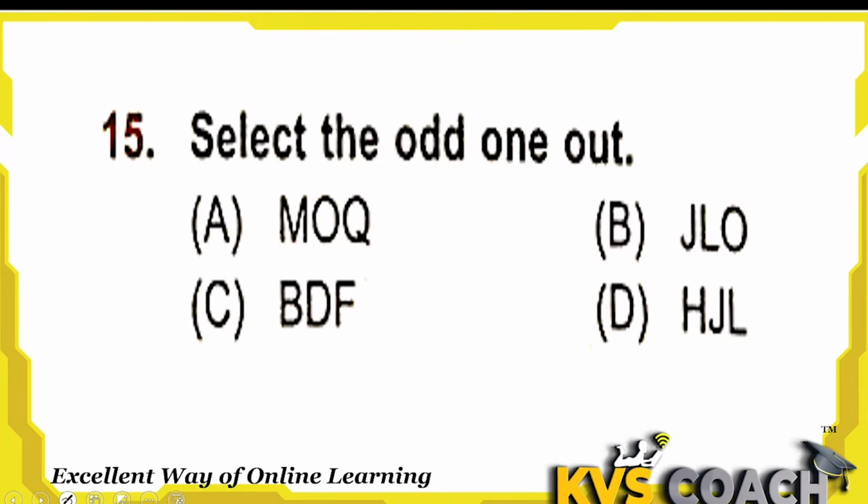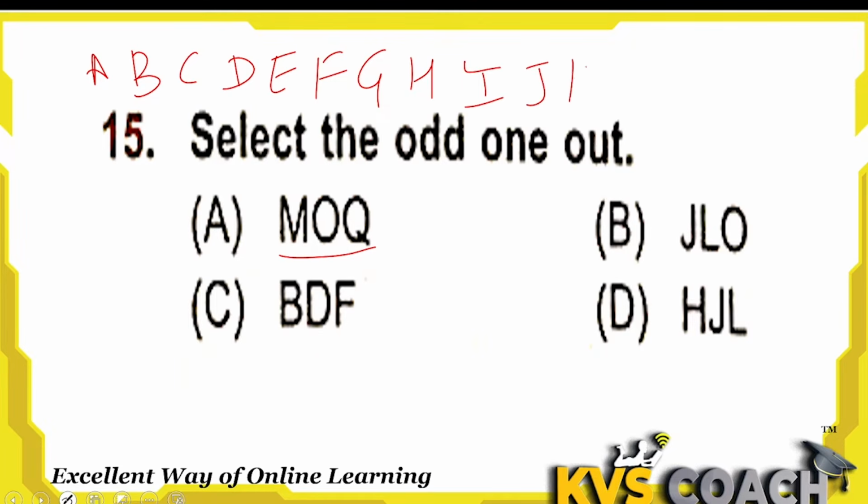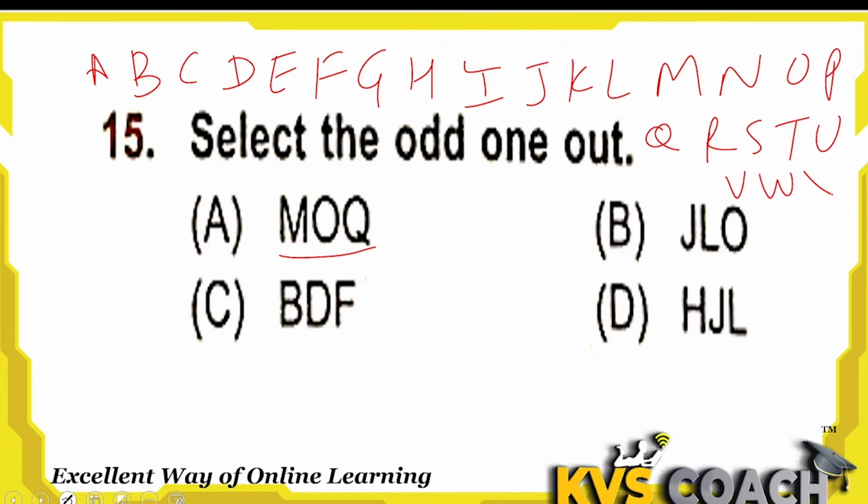Next, select the odd one out. So let's check. This is MOQ, JLQ. Again we need to check the alphabet here. You can write it here, or you can write on your rough page in the question paper, the complete alphabet. Q, R, S, T, U, V, W, X, Y and Z. So MOQ. M is here. After one letter, that is O, and after O, skipping one letter, there is Q.